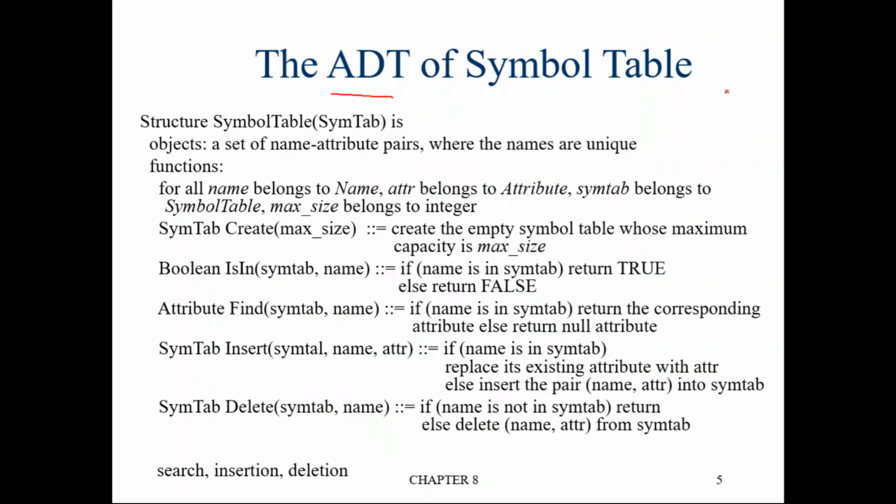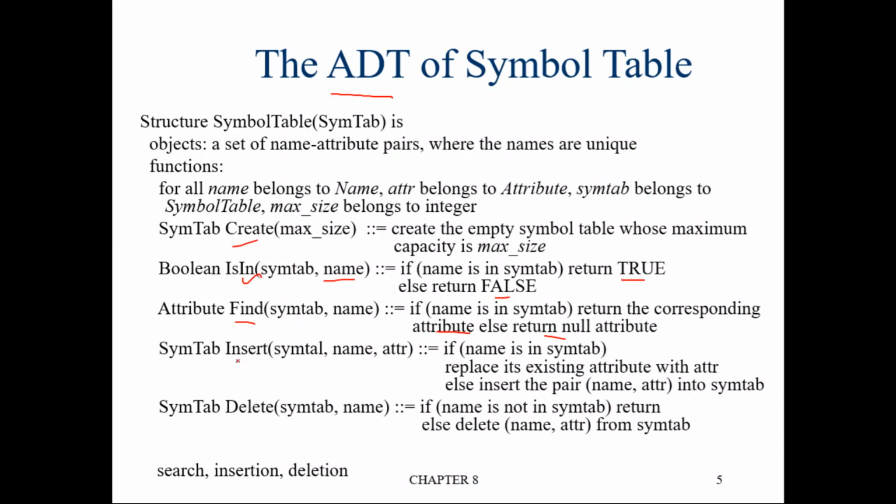So the ADT of a symbol table is given like this: creating a symbol table, and is-in-name, to check whether a particular name is in the symbol table or not. If the name is there, it will return true, otherwise it will return false. Then find attribute: if that particular name is there, it will return the corresponding attribute, otherwise it will return null. The name may be connected with more than one attribute. If there are more, it may return those attributes.